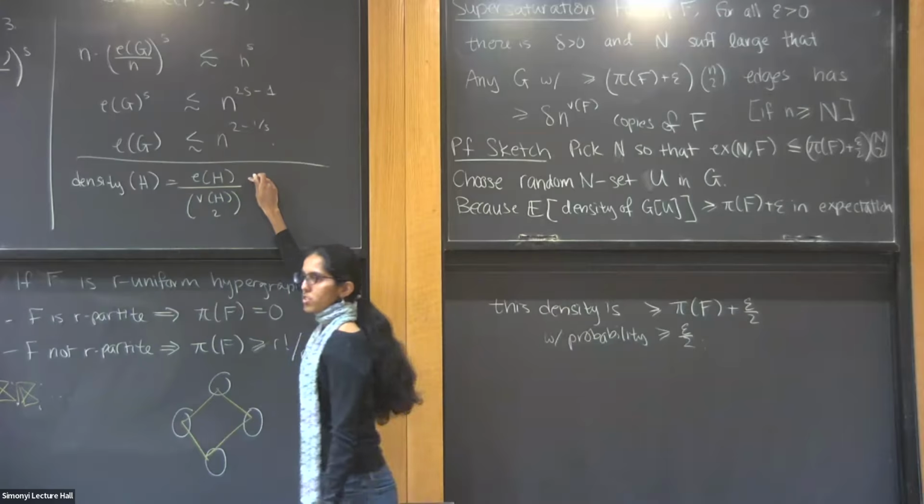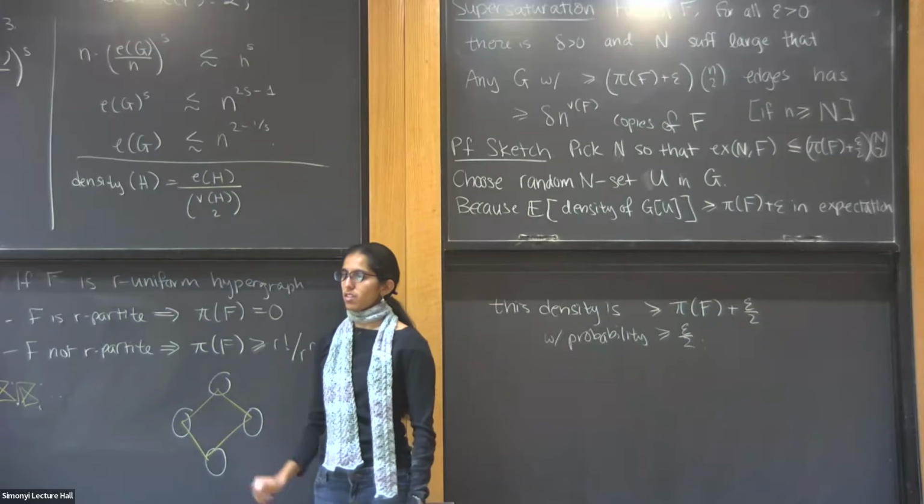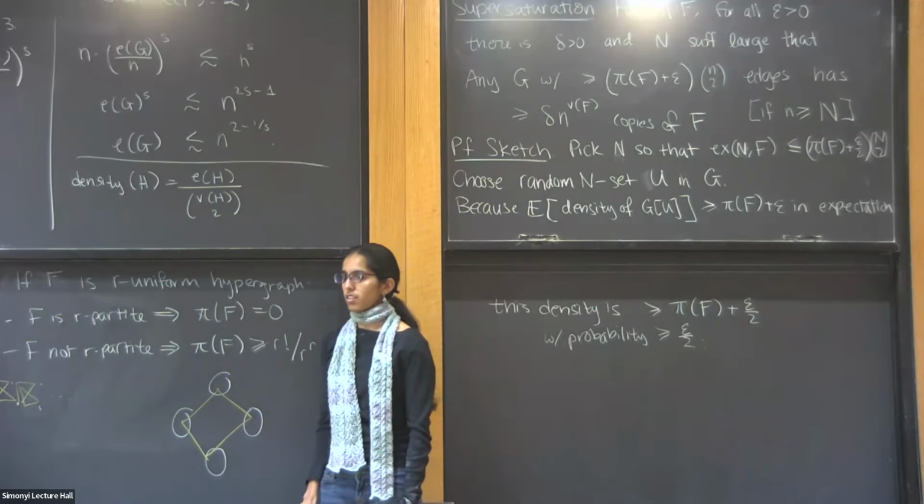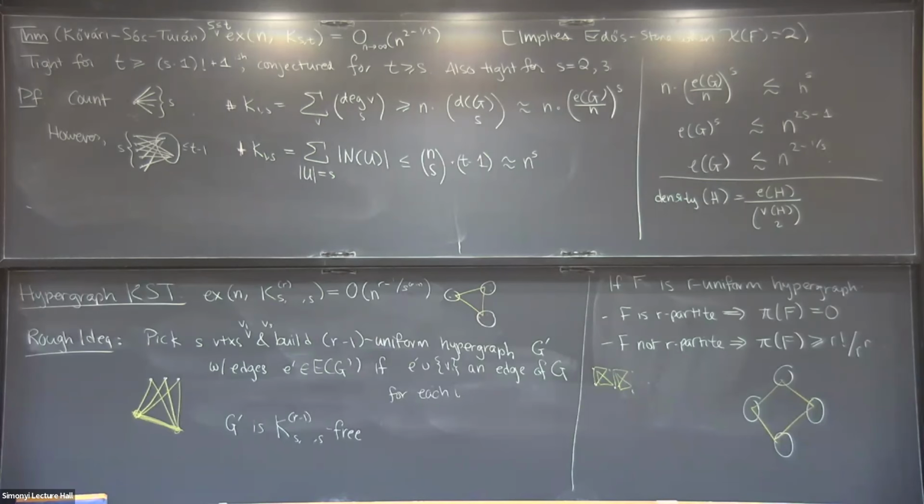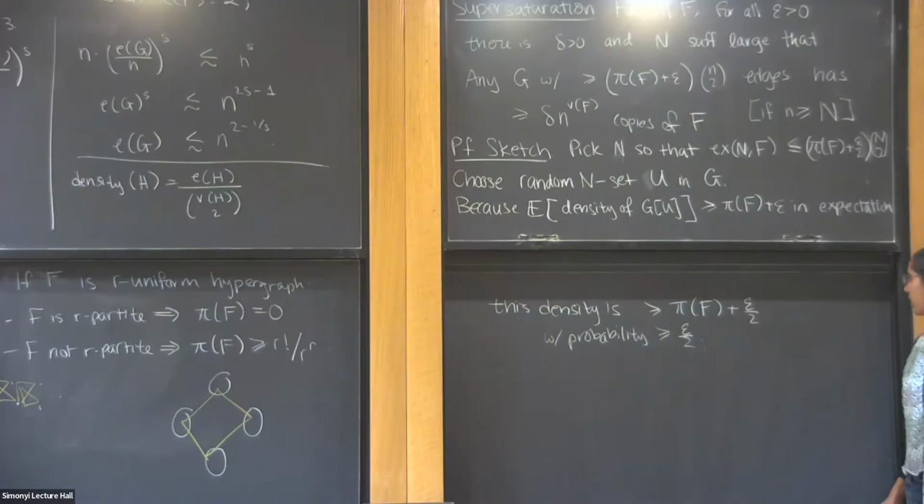Little e is the number of edges. Yes, so I know that if I pick a random pair of vertices, the probability they form an edge is this probability. So if I take a random N-set, the probability that a pair of vertices in that random N-set forms an edge is also going to be at least this.